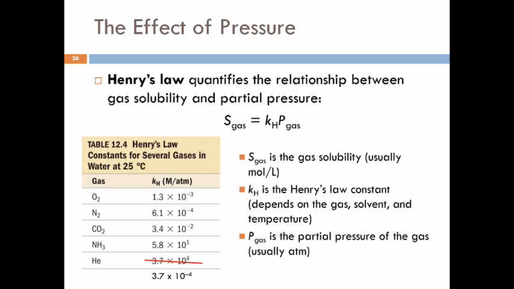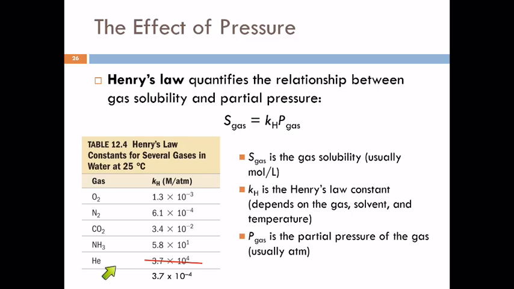Henry's law quantifies that relationship. Henry's law says that the gas solubility, usually measured in moles per liter, is equal to a constant times the partial pressure of the gas. And that's usually measured in atmospheres. KH is the Henry's law constant, and that's going to depend on the gas, on the solvent, and on the temperature. So here's a table.